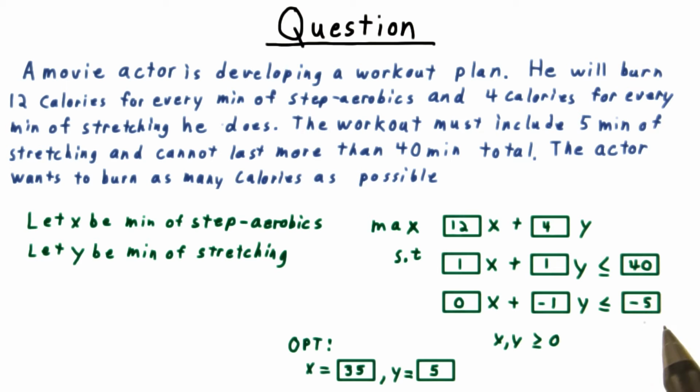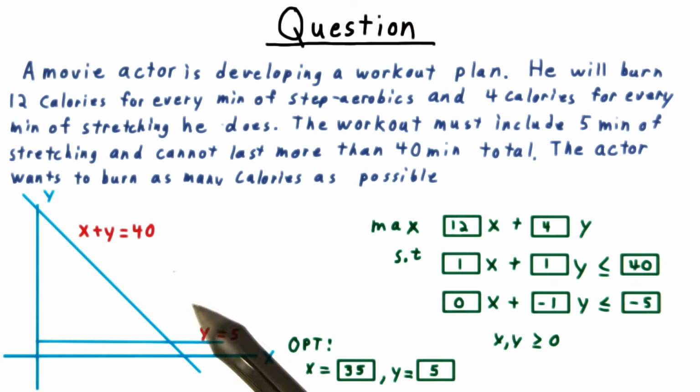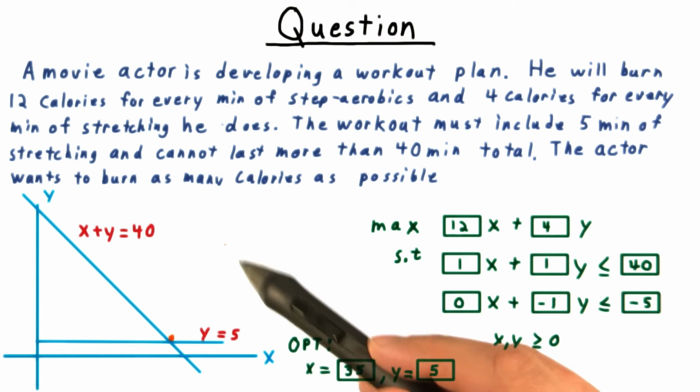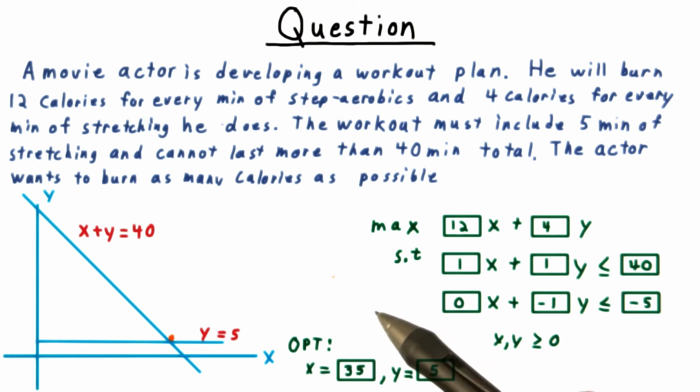5, like so. Using the graph and check method of your high school teacher gives the optimum solution as 35 minutes of step aerobics and 5 minutes of stretching. Now, you probably didn't bother graphing the polytope as I've done here. The answer was too obvious.